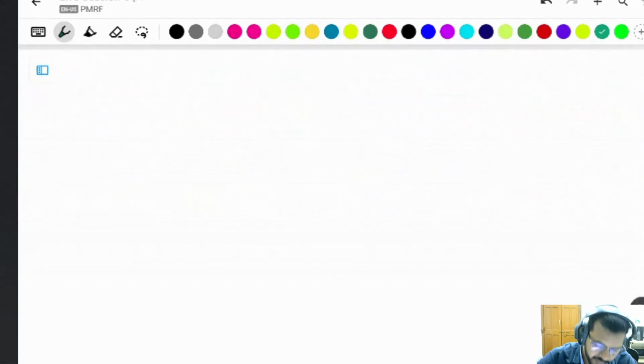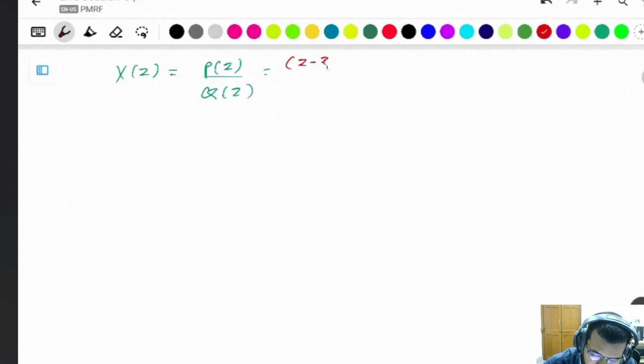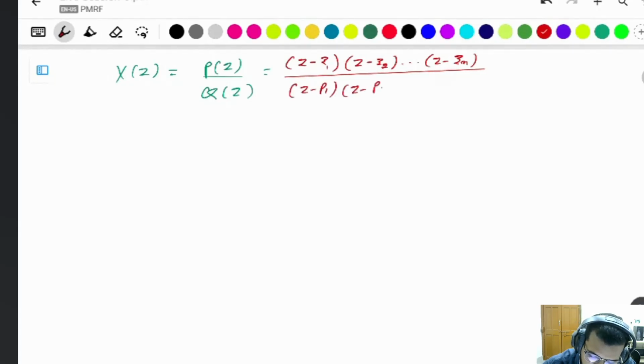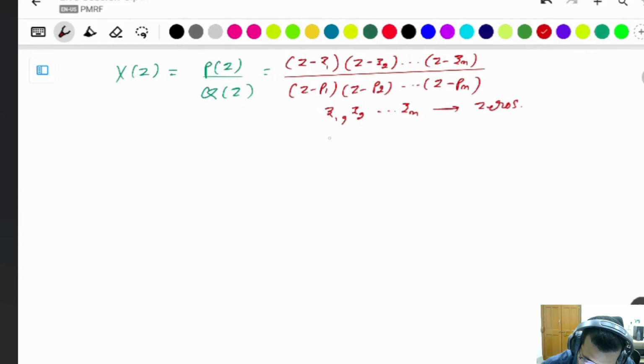If the Z transform is in rational form like P(z) divided by Q(z), then the numerator and denominator can be written in terms of zeros and poles. P(z) can be written as (z minus z1)(z minus z2) ... (z minus zl). Similarly, Q(z) can be written as (z minus p1)(z minus p2) ... (z minus pn), where z1, z2 and zl are the zeros of this function, and p1, p2 and pn are the poles of this function.